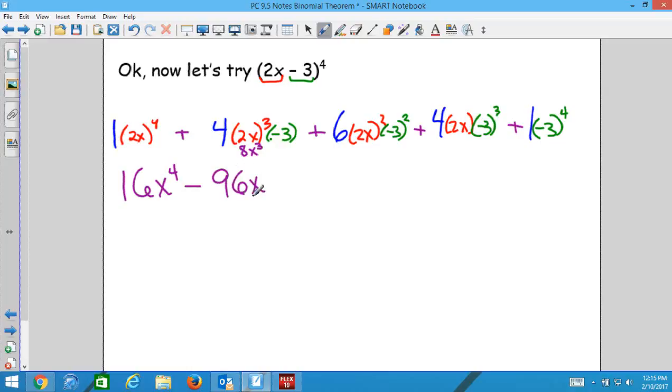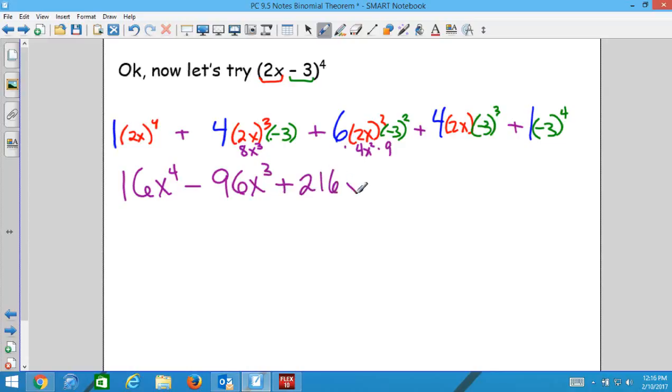Minus 96x to the third. You might use your calculator quickly to multiply those numbers together. This term, I'm going to do 6 times 2x squared, which is 4x squared. And then -3 squared is just +9. So it's going to be positive.